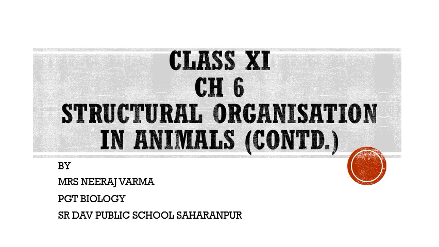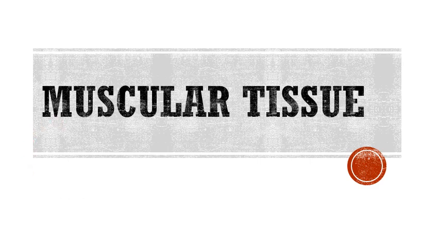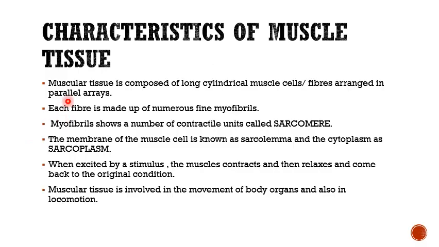In structural organization in animals, we have already discussed epithelial tissue and connective tissue, and today we will discuss muscular tissue and nervous tissue. So, muscular tissue. What are the various characteristic features of the muscular tissue?